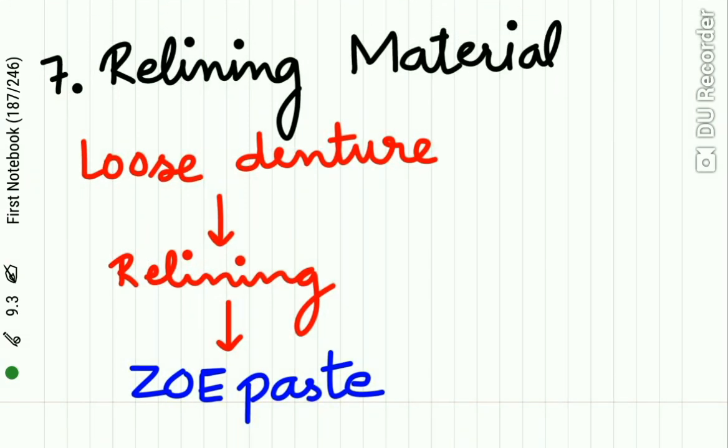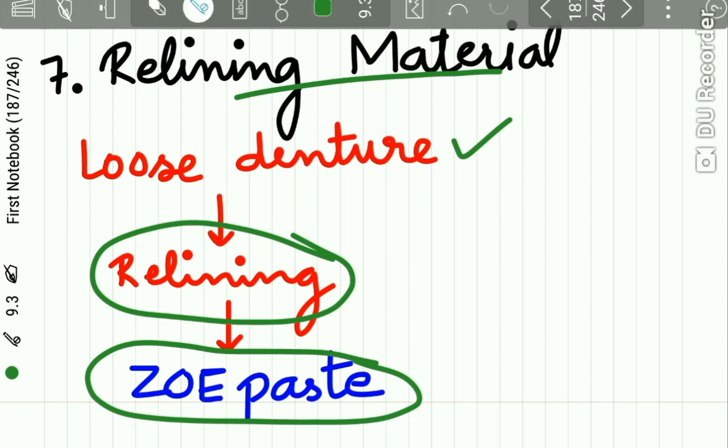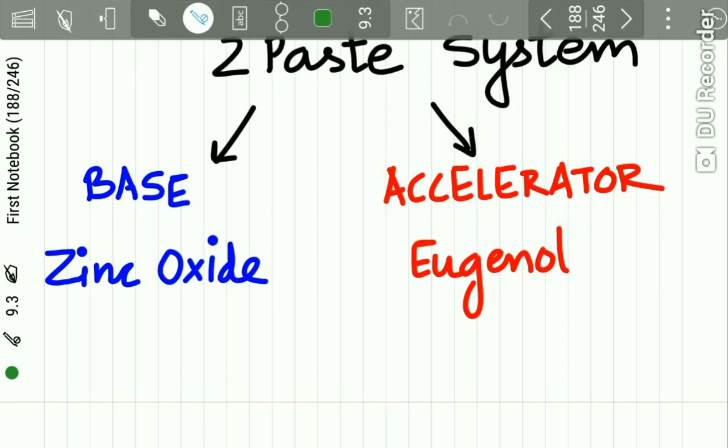Now, it can also be used as a relining material. Suppose a patient comes to you with a loose denture. Now, instead of fabricating a new denture for him, relining of that old denture can be used, and this relining can be done using a ZOE paste.